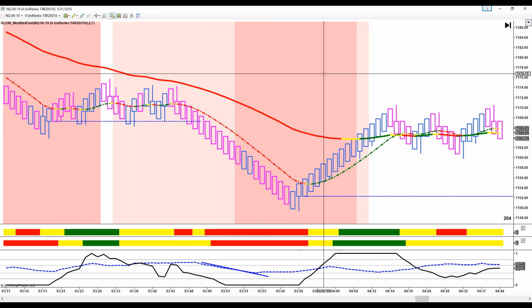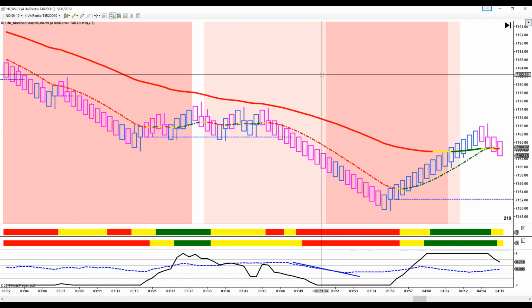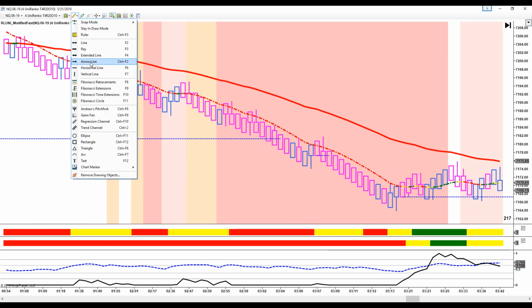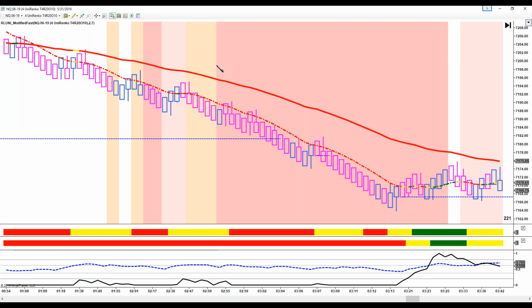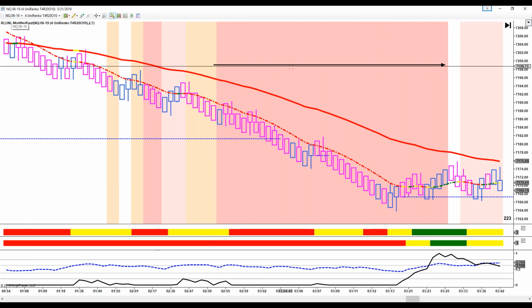Now, there's a couple of other things that I need to talk to you about. Remember, we always do a triple screen assessment. We never take a trade off of our trading chart alone, because if we do, we're going to wind up getting stopped out. This pink background tells us that we have a multi-time frame alignment of the NASDAQ to the downside.